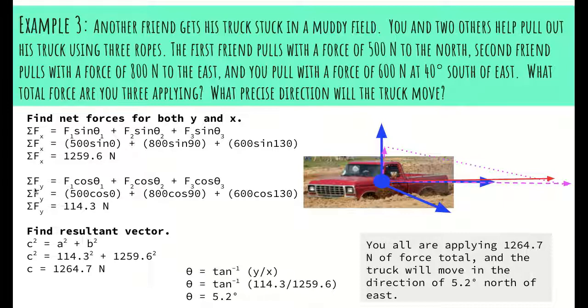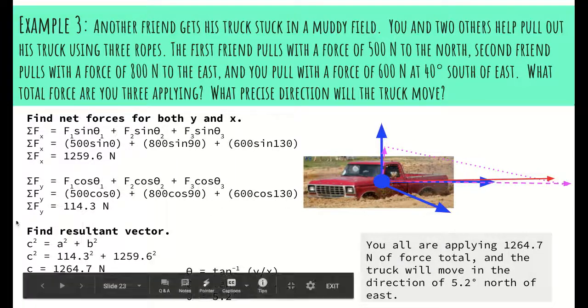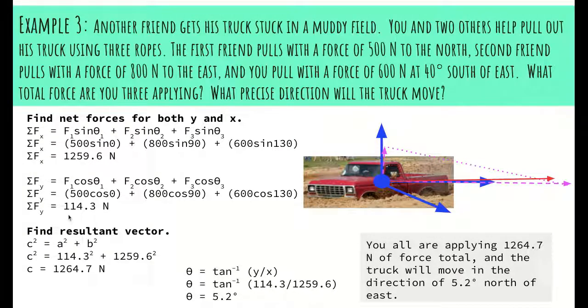We're going to do the same thing for y, except we're going to switch our trig function to cosine, because we're finding the perpendicular force instead of the parallel force. Here, we're going to use the same idea. You have the magnitude of the force times cosine of the angle for each of the forces involved. So we would have 500 cosine 0, 800 cosine 90, and then 600 cosine 130. Then we end up with a total vertical, or total y force, of 114.3 newtons.